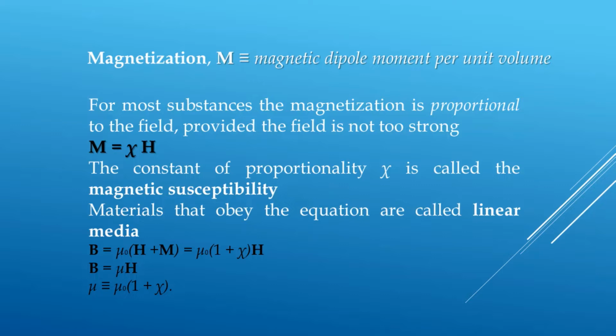So we can say that capital M, that is magnetization, is equal to chi, some constant, multiplied by capital H, that is magnetic field. So M is equal to chi H. Here chi is the constant of proportionality. It is called the magnetic susceptibility.